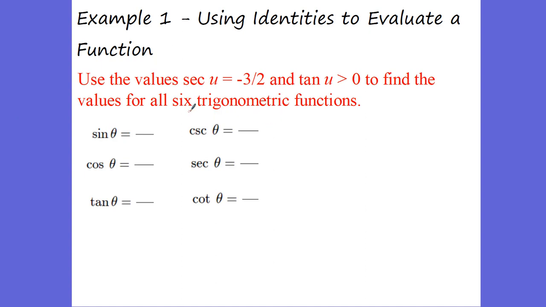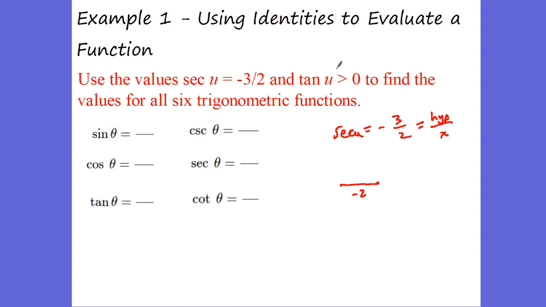So let's take a look at this one. This is using the identities to evaluate a function. We know secant of u is equal to negative 3 over 2. Now, what do we know about secant of u? Secant is equal to the hypotenuse over the x value, because it's the inverse of my cosine function. Sorry, I had a brain fart right there. Let's think about this logically: the negative can't be associated with the hypotenuse. The hypotenuse is always a scalar quantity, always a positive quantity, which means my value is negative 2 in the x.